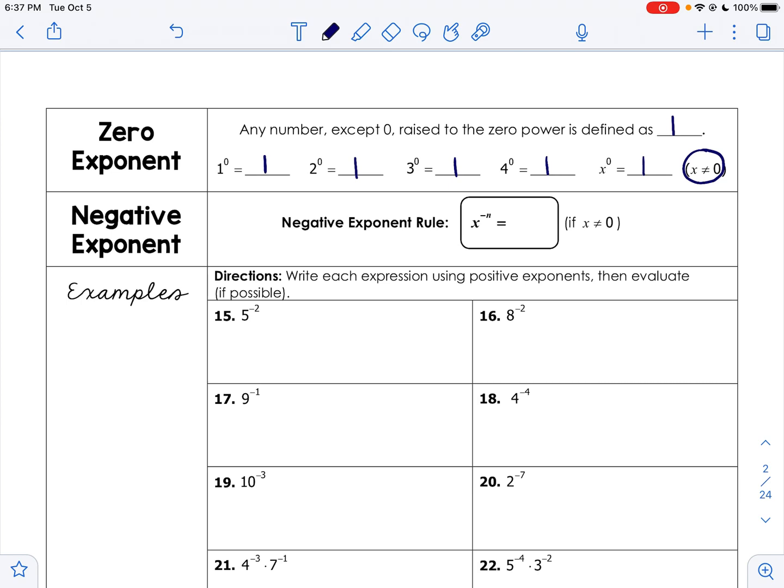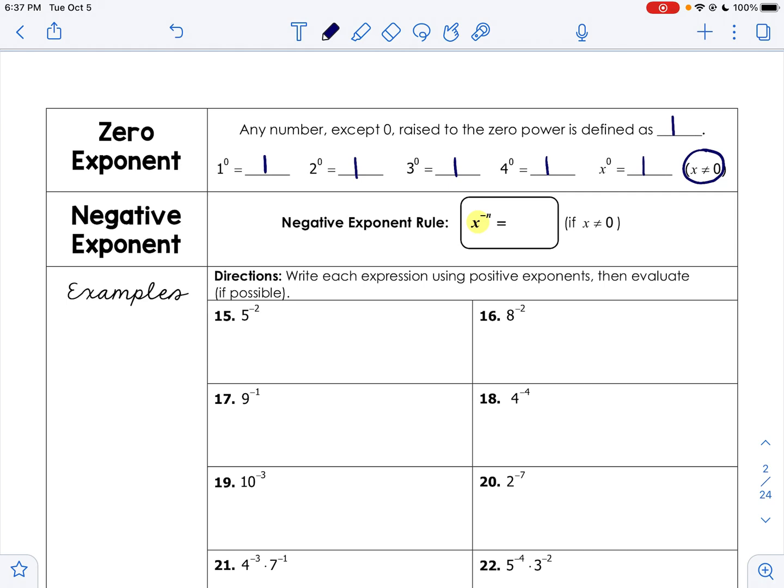Now the last thing we're going to look at with exponents in this lesson is if we have a negative exponent. So you can see in this example, I have x to the negative n power. You never want to have an exponent in your final answer that is negative. So our rule for negative exponents means we just need to do basically the reciprocal.